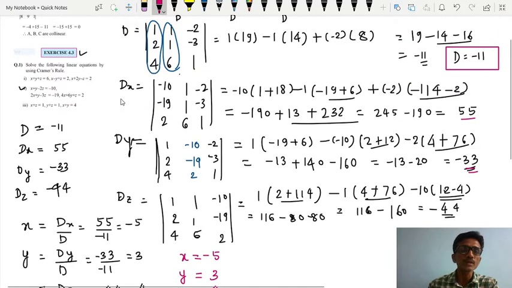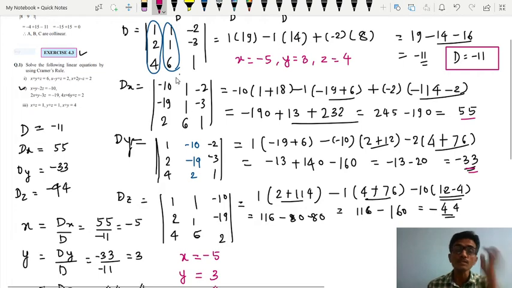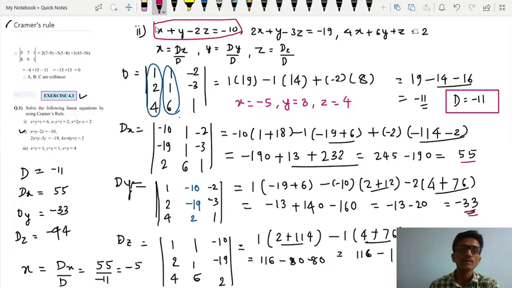So yes, students, we are getting here x is equal to minus 5, y is equal to 3, and z is equal to 4. Let us check whether this will satisfy the equation or not. See, our equation is this. We'll check this equation. X is equal to minus 5, y is equal to 3, and z is equal to 4.